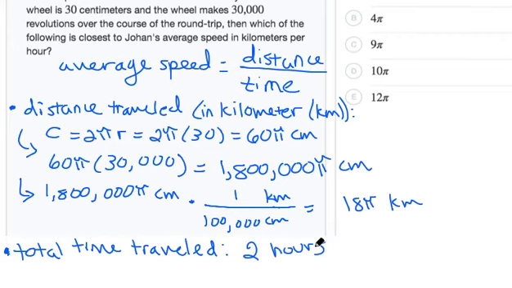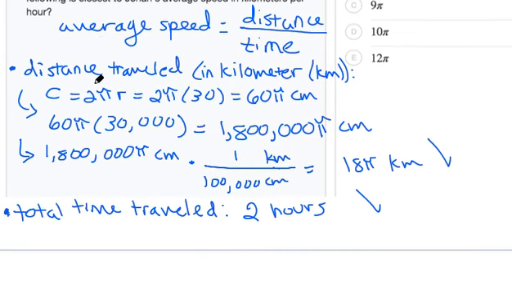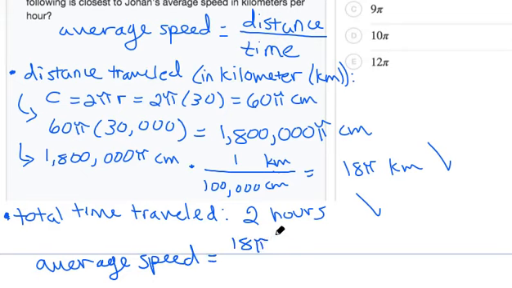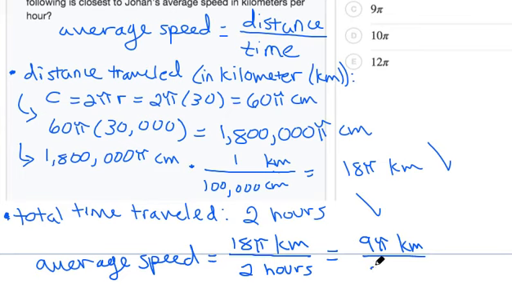And now that we have both the distance traveled and the time traveled, we can use this average speed formula. So let's scroll down a tad bit so we have some more room, and let's calculate the average speed. So our average speed will equal distance traveled, so 18 pi kilometers, divided by how many hours it takes, so 2 hours. Simplifying this, we can cancel the 2, and we'll end up with 9 pi kilometers per 1 hour.